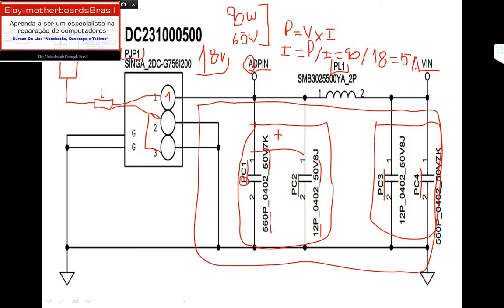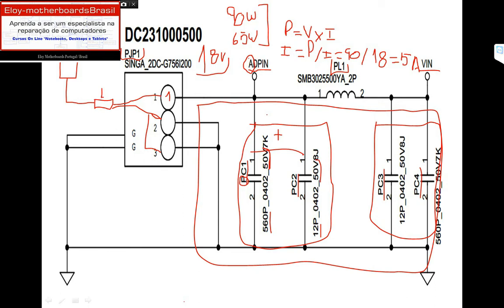So let's see how this filter works with this alternate current. As you may know, direct current has no frequency, or better, a very low frequency. Direct current has a very low frequency, but alternate current has a high frequency. So this is a low pass filter. This right here is called a low pass filter. As the name says, it only lets low frequencies pass.